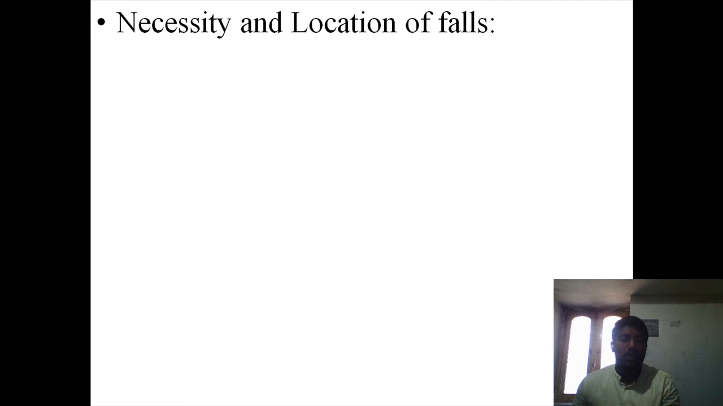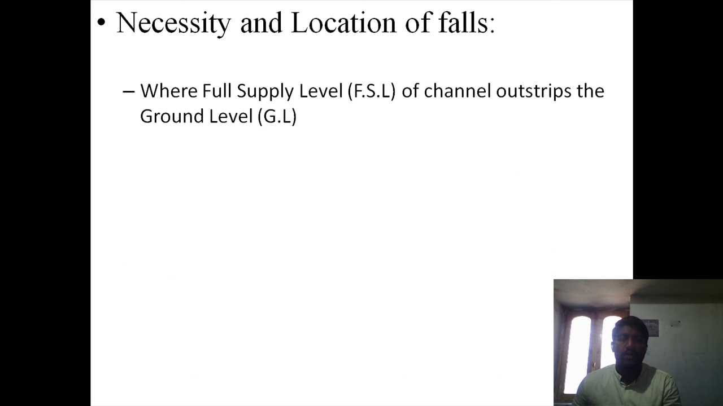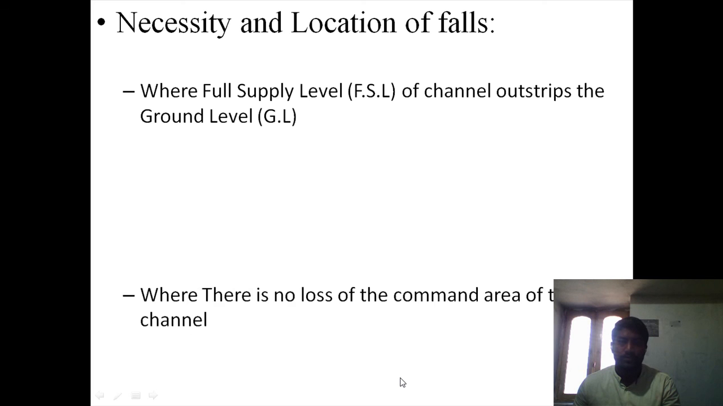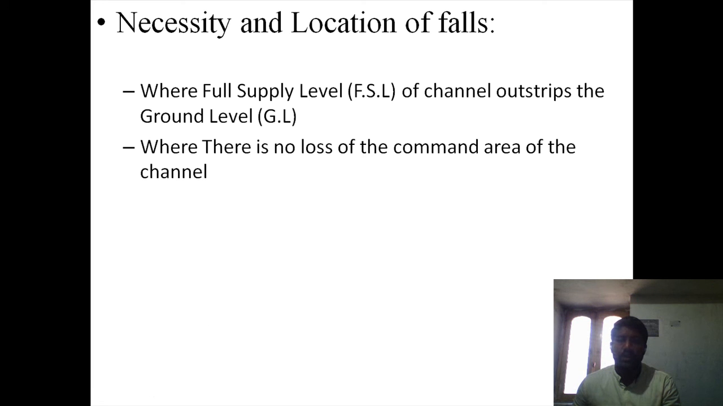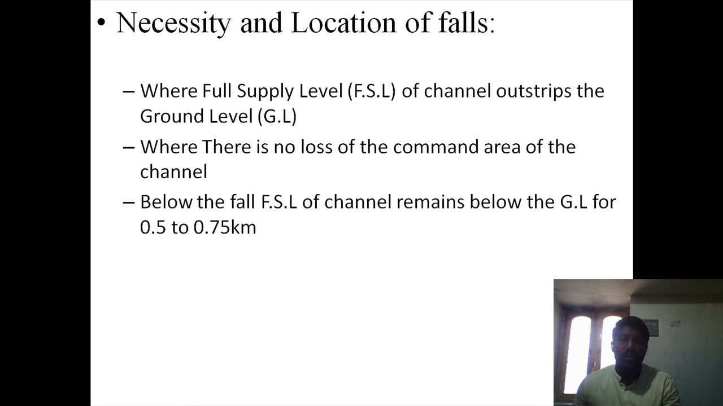Necessity and location of falls. What type of necessity we have to check, and the location of falls, where we have to locate the canal falls. Where the full supply level, FSL, of the channel outstrips the ground level, where there is no loss of command area of the channel. Below the fall, FSL, which is the full supply level of the channel, remains below the ground level for 0.5 to 0.75 kilometers.